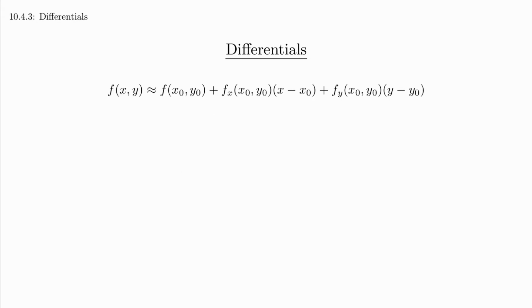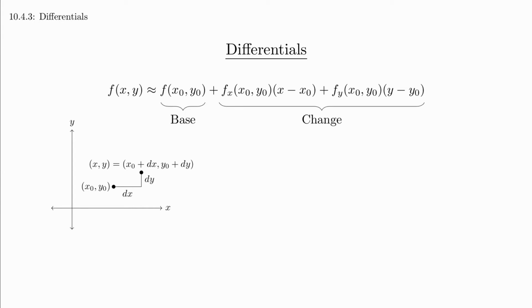Given a function f of x, y, we can use the tangent plane near the point x0, y0 to get an approximation of its value at nearby points. While we can use a generic x, y to denote a nearby point, we want to pick a notation that emphasizes the nearness. So we're going to call the nearby point x0 plus dx, y0 plus dy, where we implicitly view dx and dy to be small values that represent the shift in the x and y directions.